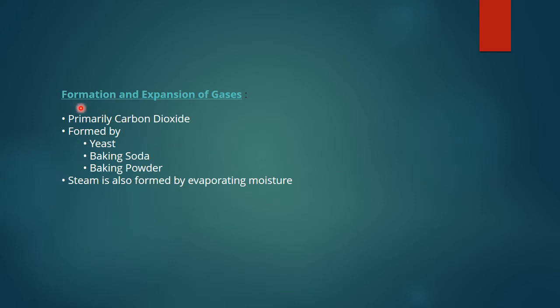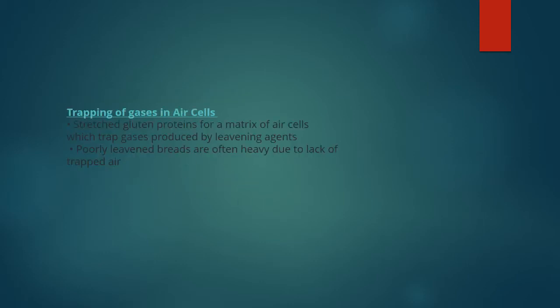So, first, formation and expansion of gases, primarily carbon dioxide, during processing, formed by yeast, baking soda, and baking powder. Steam is also formed by evaporating moisture. Next, trapping of gases in air cells.